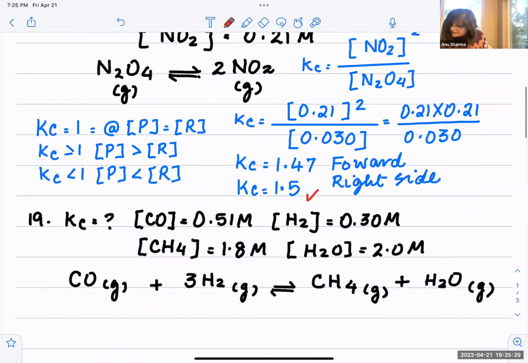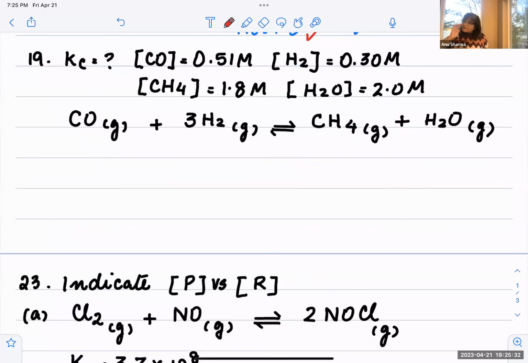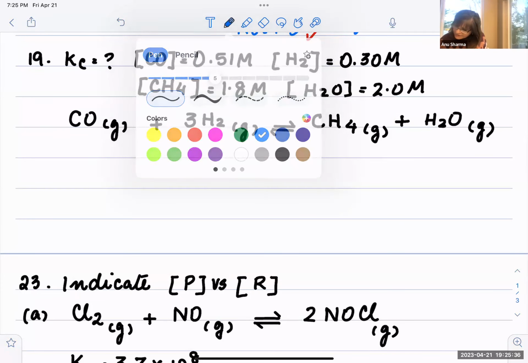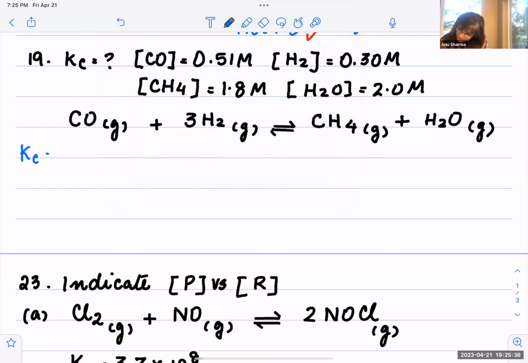All right, next: calculate the value of Kc. It's the same problem, same way, just a little bit more complex. So Kc is equal to, in this reaction, we have the concentration of CH4 times the concentration of water.